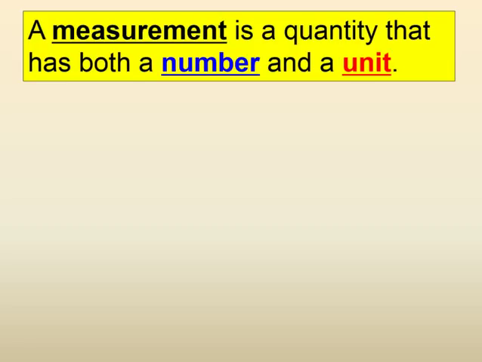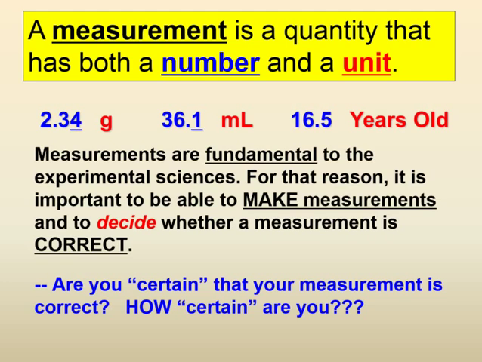So let's remember, a measurement is any quantity that is measured, and in order for it to be a proper measurement, it needs to include both a number and a unit. Don't forget that, so that you can get full credit on any problem in which you need to show your work. So we have 2.34 grams, 36.1 milliliters, 16.5 years old. All of these are numbers with units.